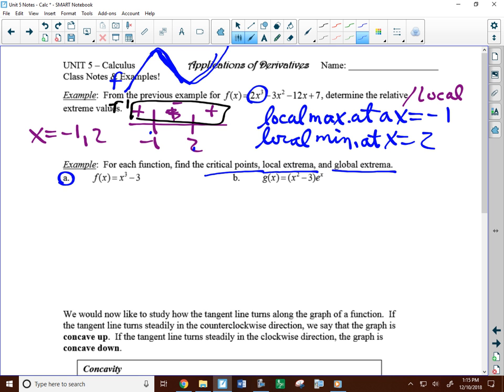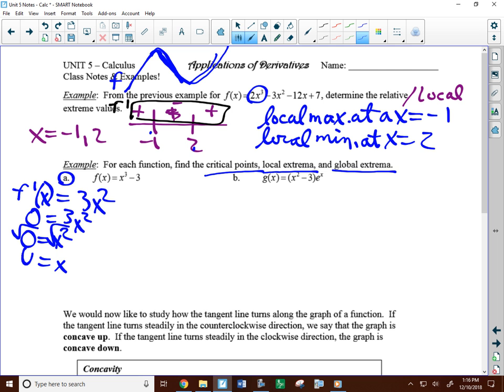Okay, so we start with A here. Each of these starts off the same: you do the derivative. I get 3x squared. Critical points and the first derivative test: you have to find the critical points, set it equal to 0. I will divide both sides by 3. 0 divided by 3 is 0. And then I'll do a square root. So we get plus or minus 0, which is 0. It's not 2, just 0.